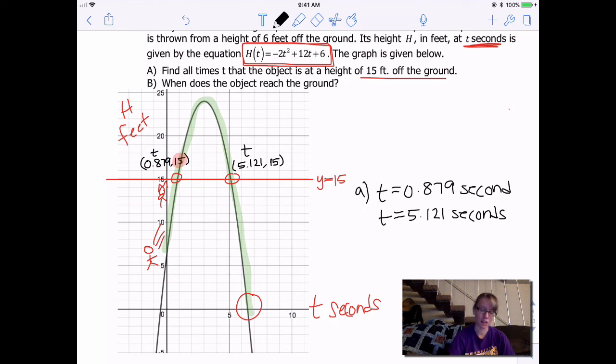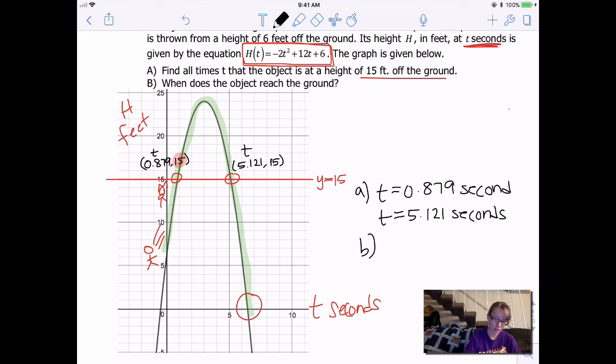So that's letter A. Again, I'm just looking for where that height is 15, so I can find those points actually on my graph, and then you can go and use a graphing utility or estimate. If you would have said close to 1 second and close to 5 seconds, I would have been okay with that.